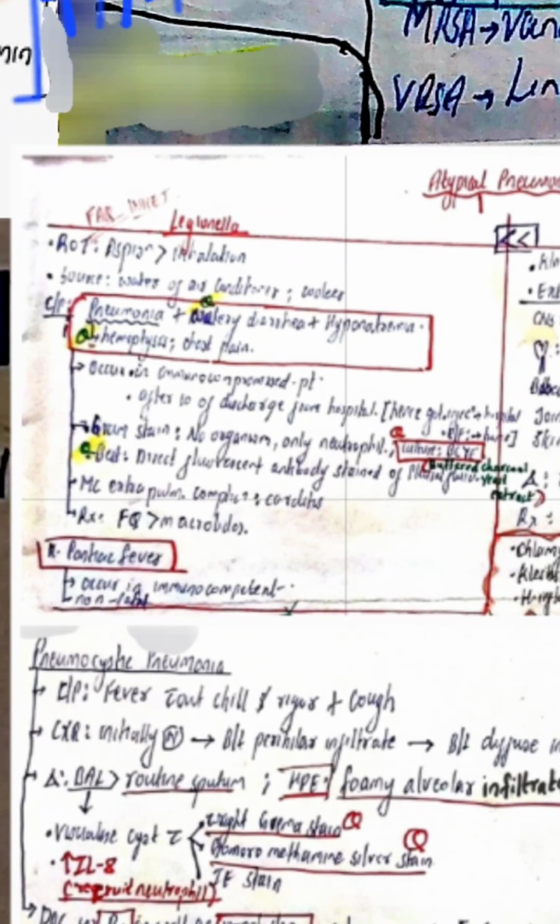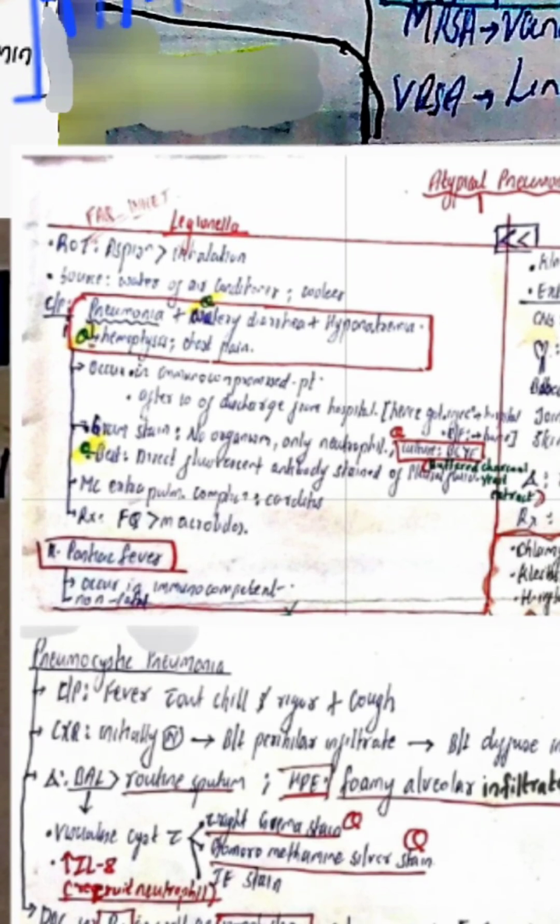Now Legionella, the route of infection is aspiration more than inhalation. Aspiration means in the form of water droplets. Here the pneumonia is so severe that the patient will cough blood. Okay, hemoptysis, and there will be severe chest pain, but diarrhea will be watery. Okay, watery diarrhea along with hemoptysis. Since there is watery diarrhea, there is loss of sodium and potassium, so there will be hyponatremia.